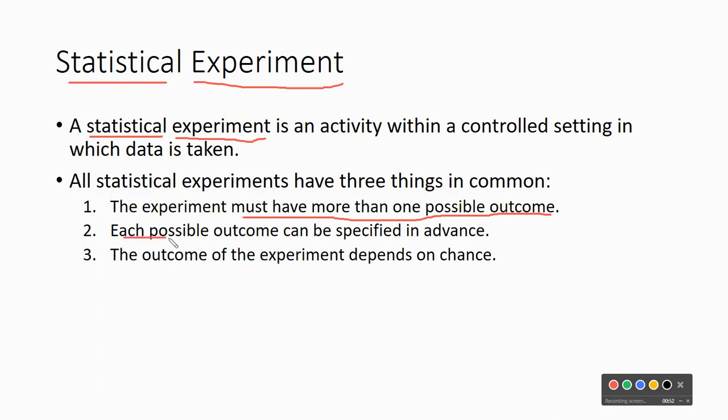Each possible outcome must be specified in advance, and so basically you need to have enough control on this that you've thought it through enough that you know what you're looking for and the sort of things that can happen. We want to have it controlled in some way. And three, in spite of the control that you have on it, the outcome of the experiment depends on chance. We will be giving you some examples to put a finer point on this.